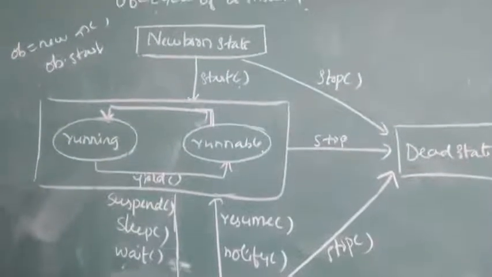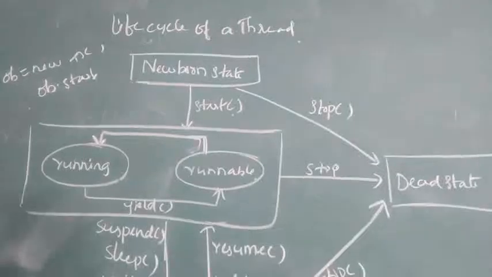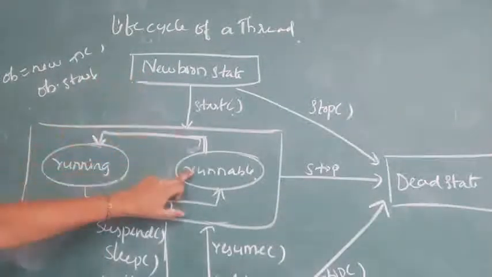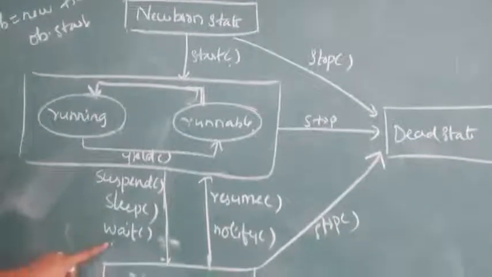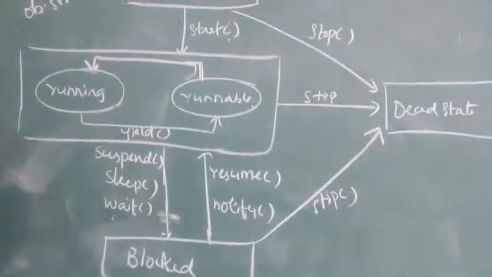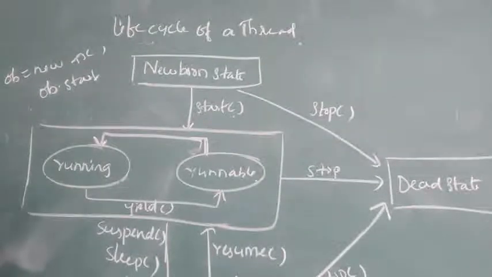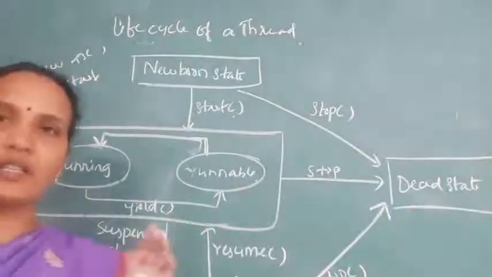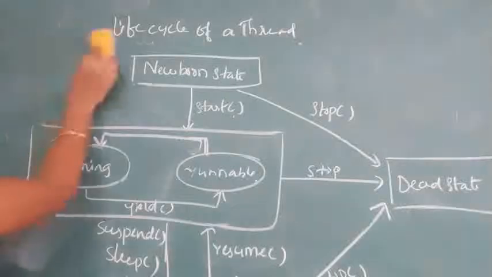You take a picture of this. So the different states: newborn state, runnable state, running state, blocked state, and the dead state. The blocked state is reached through suspend, sleep, and wait. Take a screenshot of this. This picture you need to draw in the exam. It is very, very important, and they will give you two marks for the picture only. Now we will discuss each and every state.